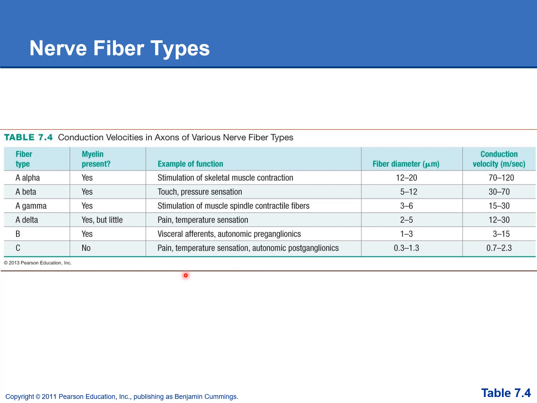So as far as transmission speed, the A delta fibers are going to transmit the pain signals faster than the C fibers do. So we end up with the A delta fibers will transmit what's called fast pain, and then the C fibers are going to transmit what's called slow pain. And then we'll talk about that in the next video.